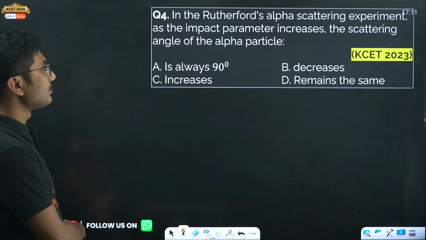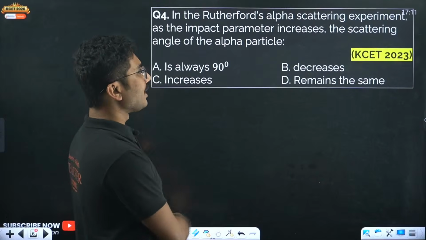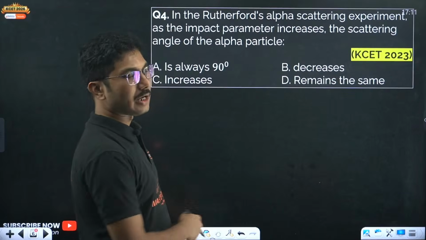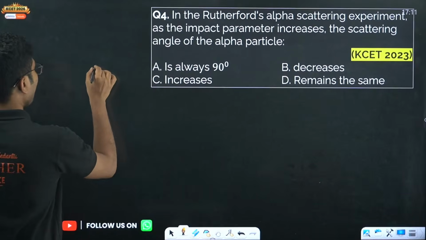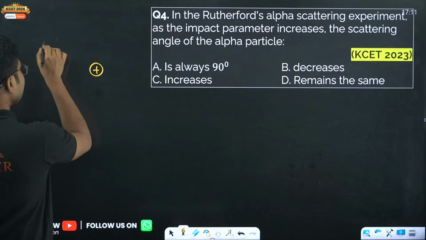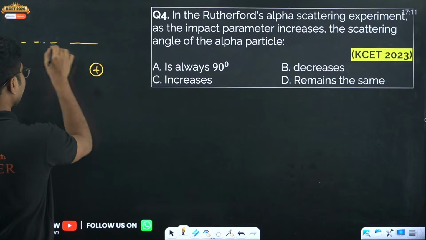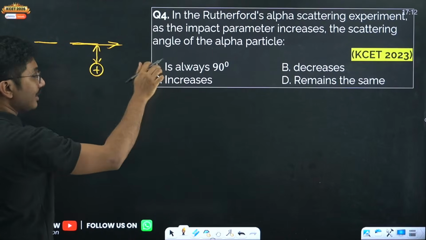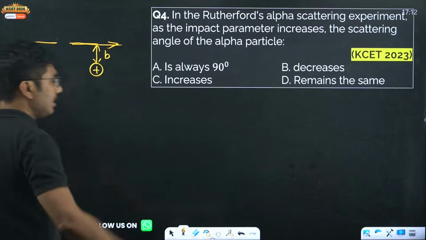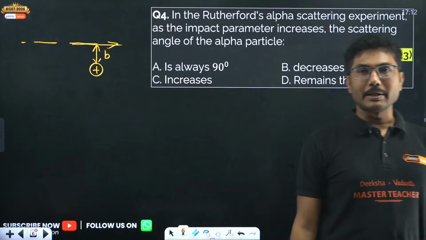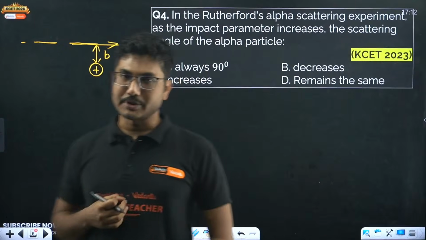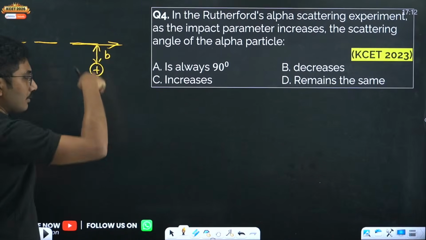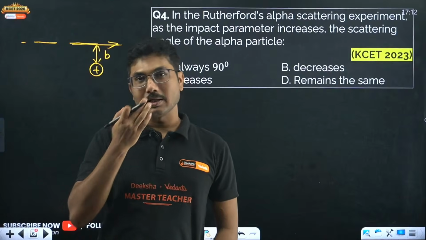In Rutherford's alpha particle scattering experiment, as the impact parameter increases, the scattering angle of the alpha particle. So impact parameter is different. What is impact parameter? Suppose the alpha particle is going like this. The distance between the nucleus and the alpha particle when it is crossing the nucleus is called impact parameter. This is not distance of closest approach, this is different. This is the perpendicular distance between the trajectory of the alpha particle and the nucleus.